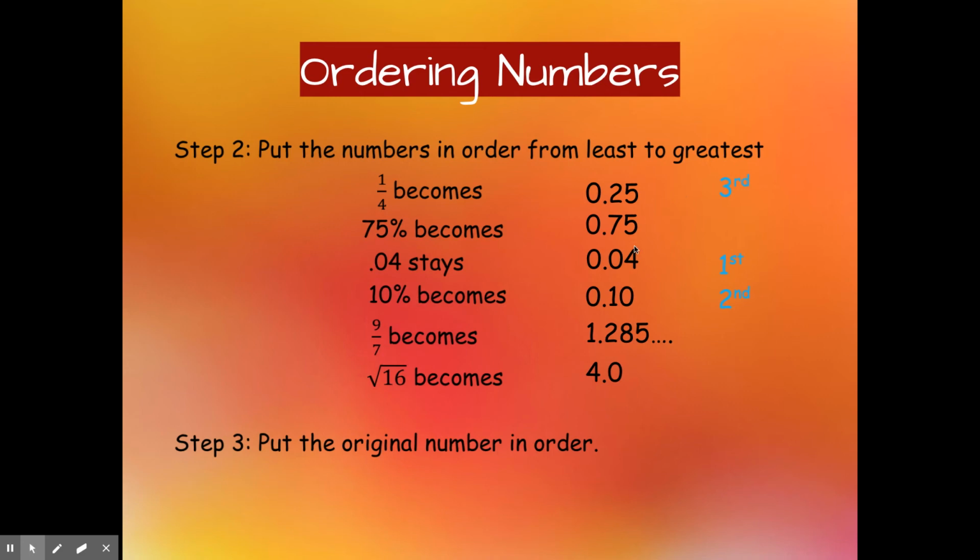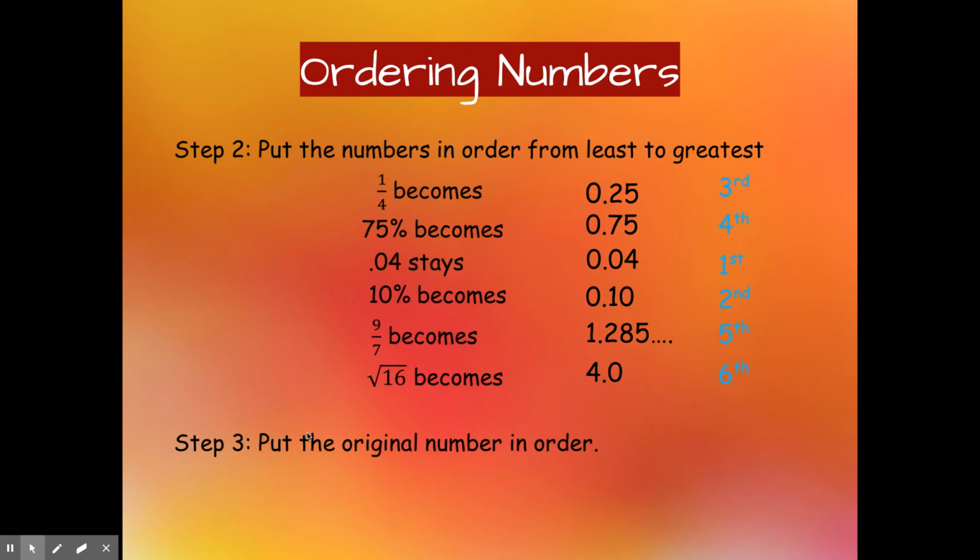If I look at my remaining numbers, I can see this 75 cents would come next, so I'm going to put a fourth next to that 0.75. After that 0.75 would come my $1.28, or $1.29, or 1.285, so I'm going to put a fifth next to that. Then my biggest number is obviously going to be this 4.0, 4 wholes, so I'm going to put a sixth next to that 4. Okay, so step 1 and 2 are done.